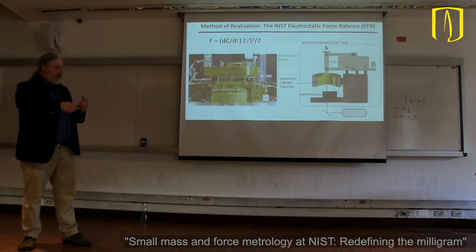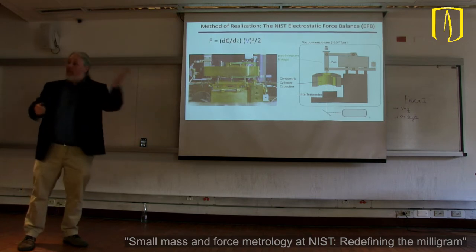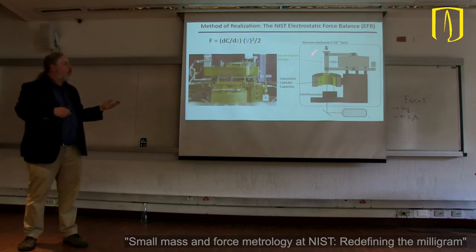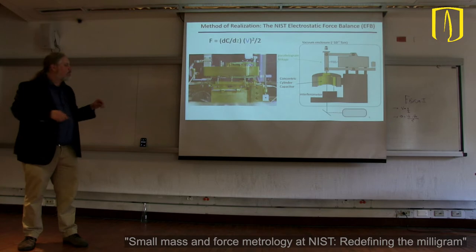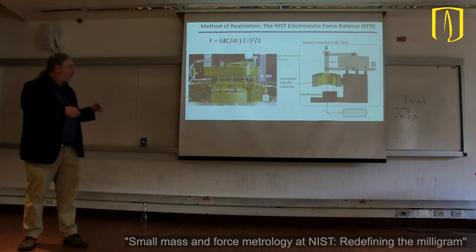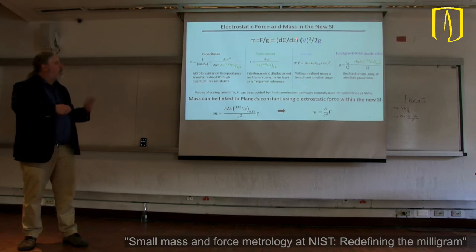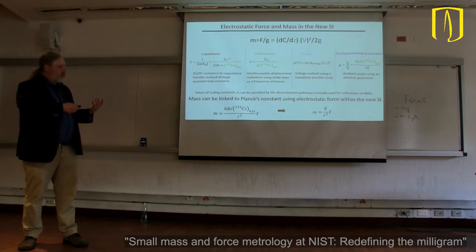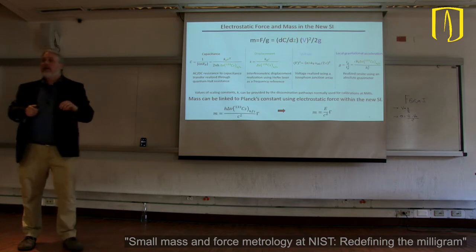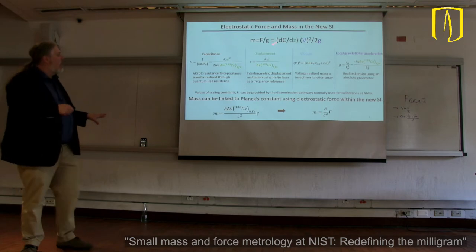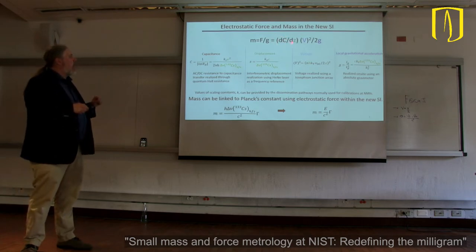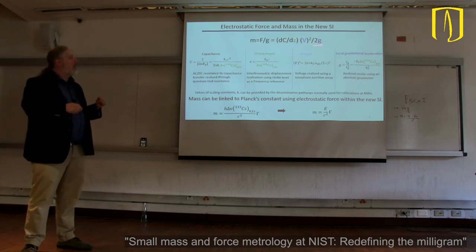So what we can do is we can balance the electrostatic force from the capacitor against the gravitational force from a mass, for example. And if they are balanced, we will be able to say that they are equal. And this will give us a measurement of our mass. So here I've written the measurement equation. I'll explain these in a little bit more detail in just a moment. But we need to measure four different quantities here to get to mass using an electrostatic balance. We have the gradient of capacitance with position, dC/dZ, the voltage we apply to the capacitor here, V, and gravitational acceleration, g.